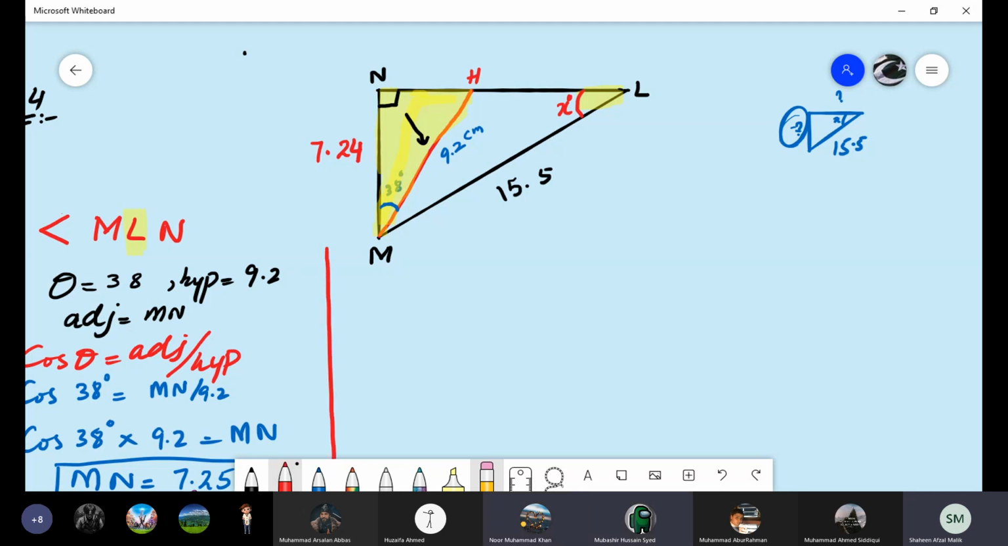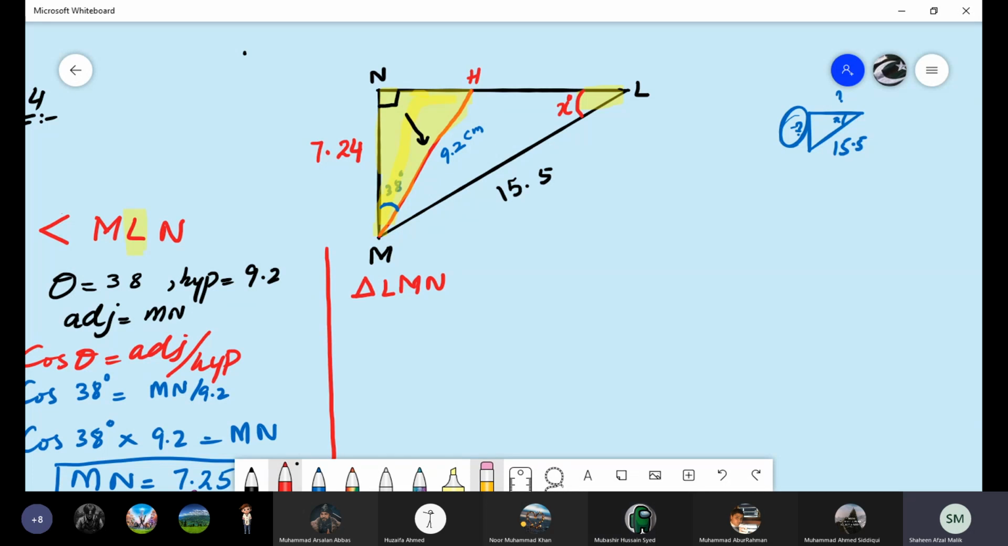Ma'am, we have the opposite and the hypotenuse. Tell me what you have right now with you. Ma'am, so we're going to use sine values, right? Yes, very good. For the triangle, just write triangle LMN. Ma'am, it's 27.88. Just wait. Triangle LMN, 27.88. You found the value.